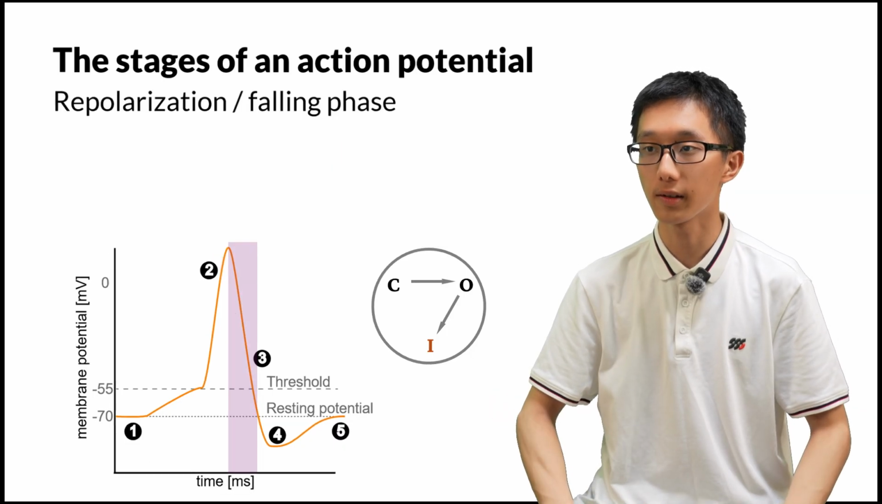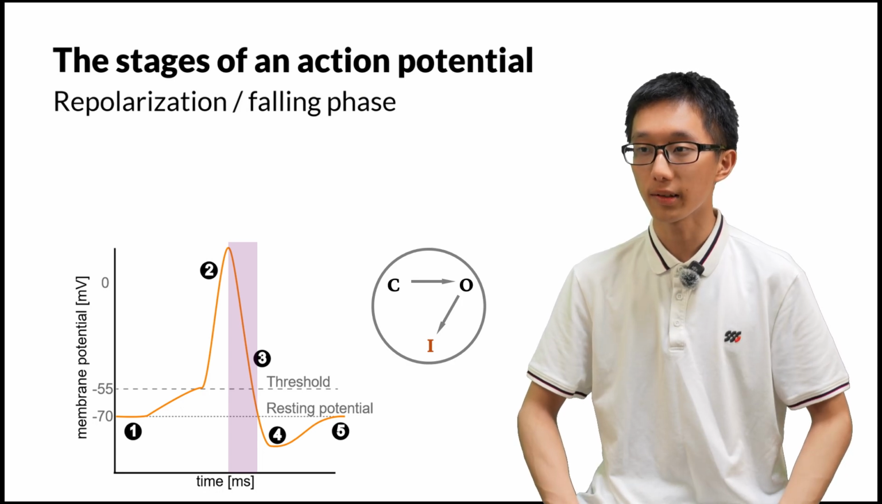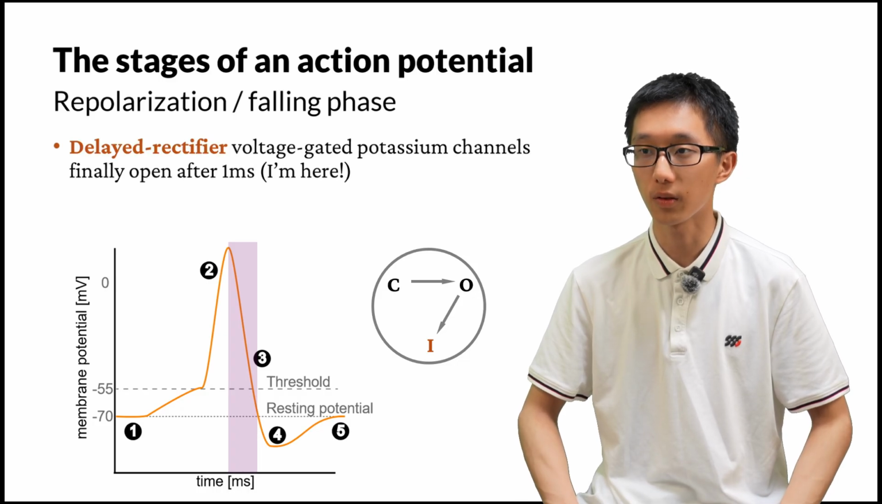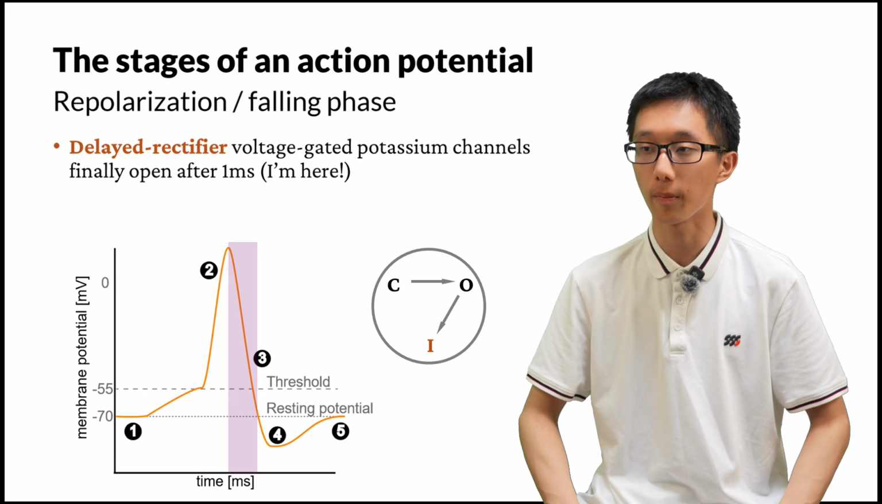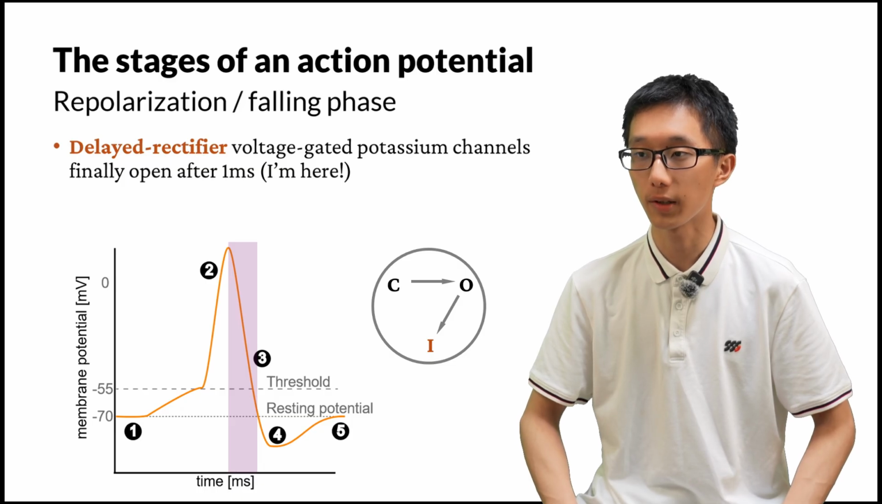After that comes the repolarization, or by the shape of the curve, we also call it the falling phase. The sodium ion channels still stay in the inactivated state, while the potassium channels, the delayed rectifier voltage-gated potassium channels, finally open after 1 millisecond. Wow, he's finally here. From this stage, we can finally see the meaning of rectifier. These channels rectify the membrane potential in that it pulls the membrane potential back close to the resting potential.